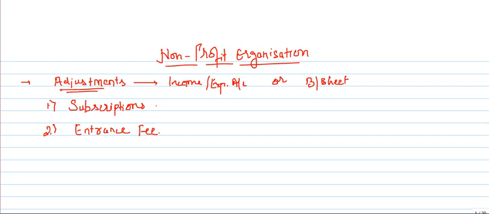Now we discussed the subscriptions, how to calculate the subscriptions, right? Adding and subtracting the various outstanding subscriptions and the advance received, right? And then we discussed about the entrance fee. That entrance fee is for those persons who want to become the member of the non-profit organization, right? The fee is paid by them. Now we discussed there are various treatments of entrance fee. It can be capitalized, it can be taken to revenue account if the amount is small, right?